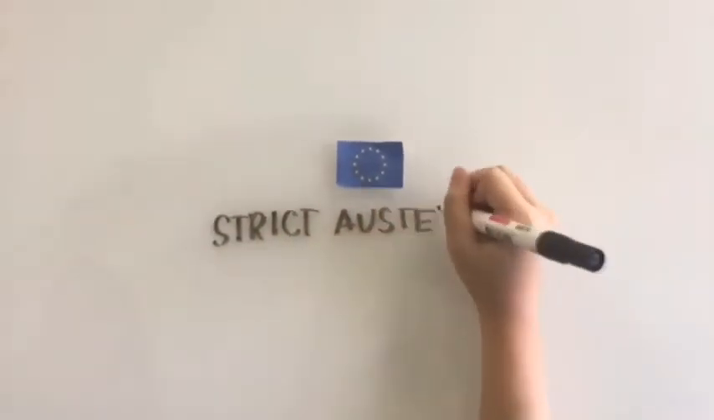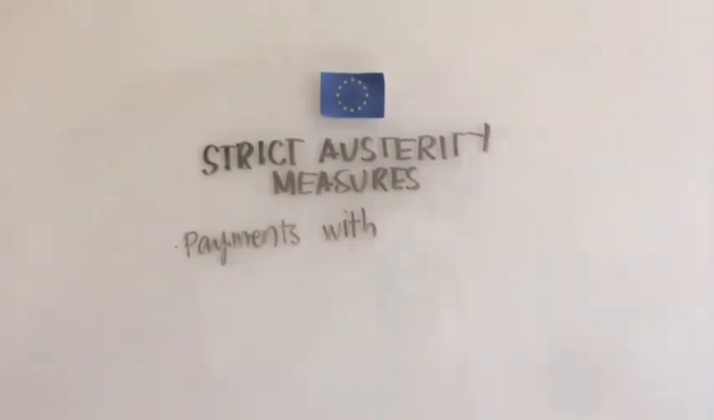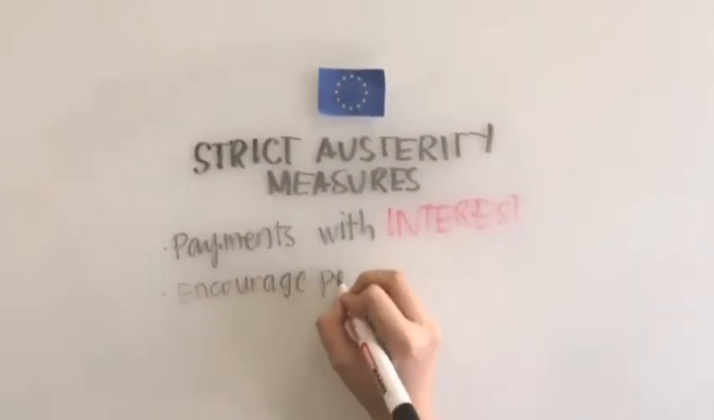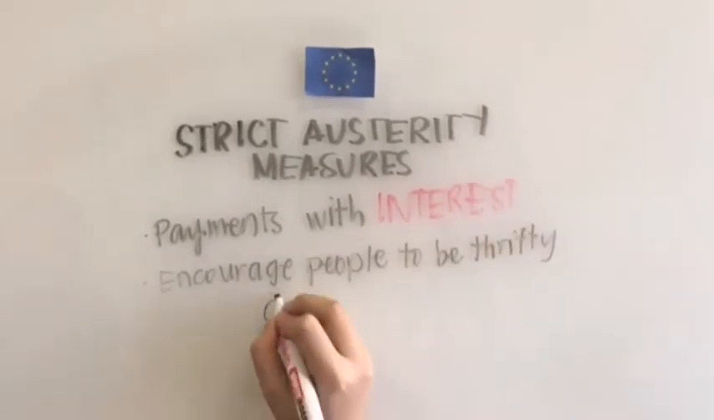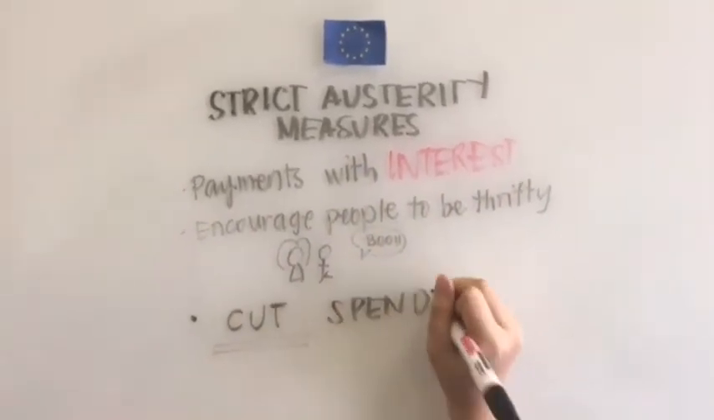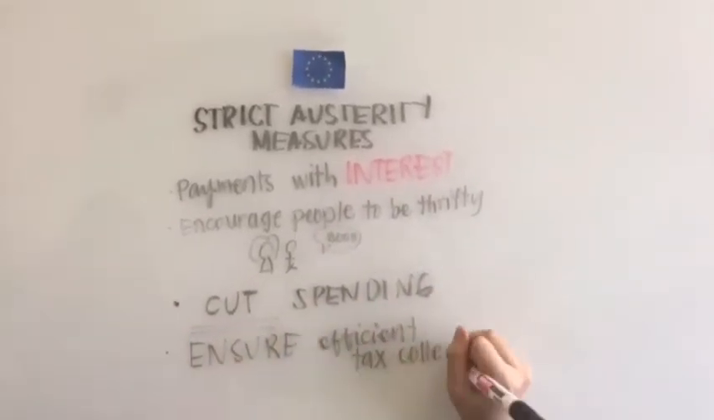Because of this, the EU had to step up and take drastic measures to save the countries that spent more than they should have. The EU had to impose strict austerity measures, such as payments with interest, encourage people to be thrifty, cut spending, and ensure efficient tax collecting.